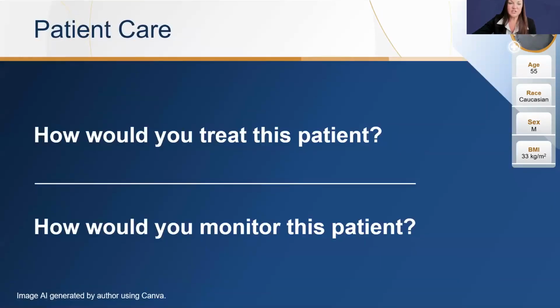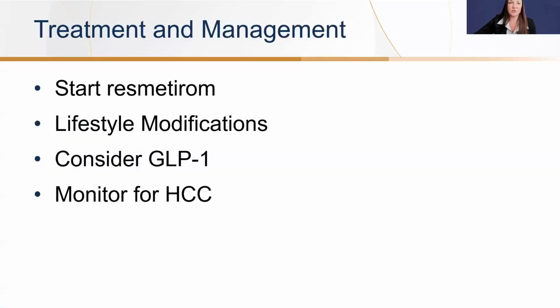How would you treat this patient, and what would you monitor with him? I would consider him having F3 fibrosis, not cirrhosis. So you may consider starting these patients on Rezdiffra, certainly educating them about lifestyle modifications, avoiding all alcohol.